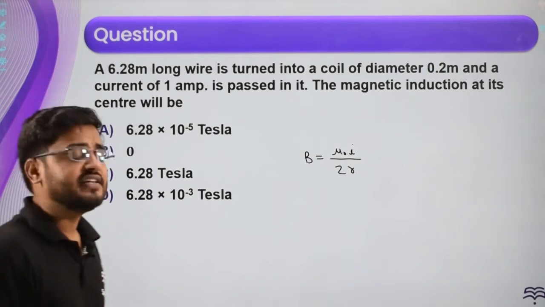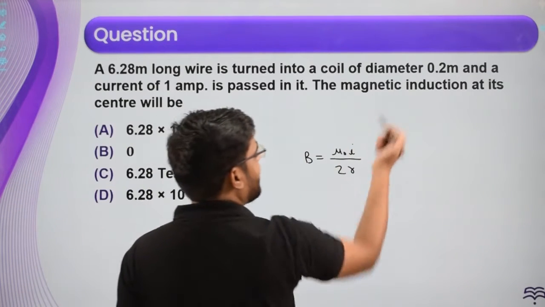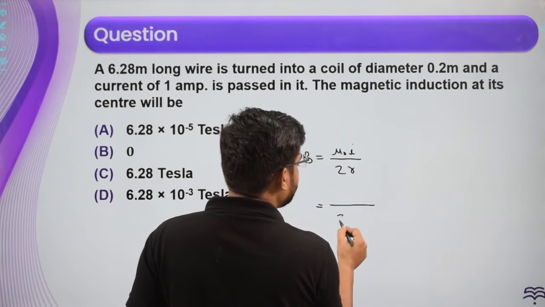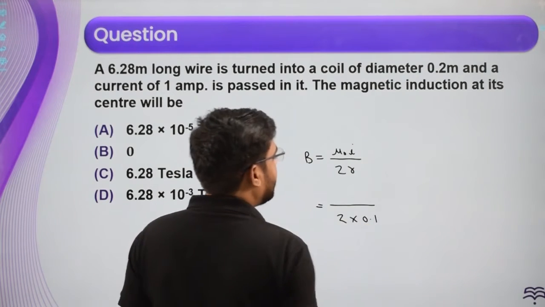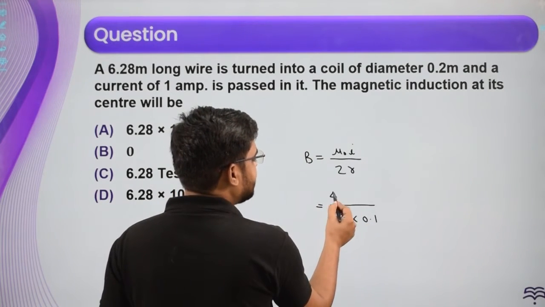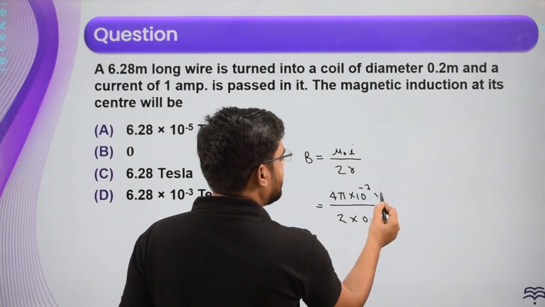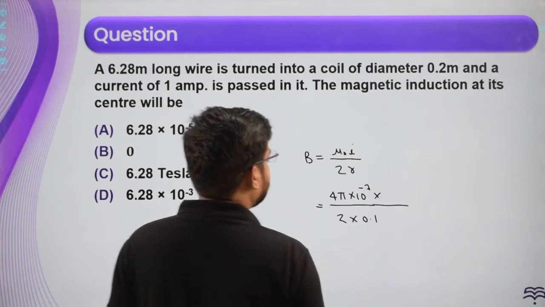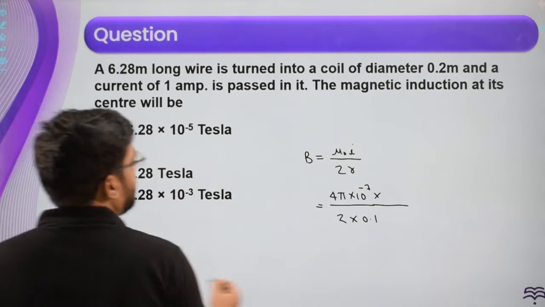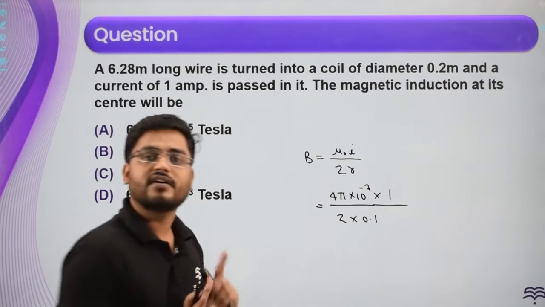We have to get some certain things. First is the radius. Radius is half of the diameter, so that's 0.2 by 2, which is 0.1. Next is mu naught. Mu naught is 4 pi into 10 raised to power minus 7. And the current is also given, which is 1 ampere. But there is an issue.